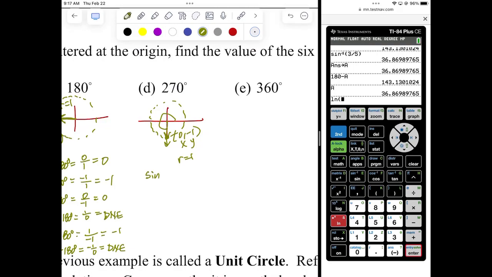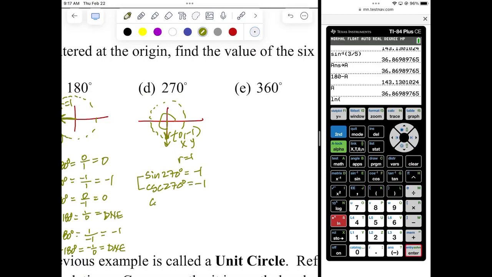So sine of 270. What's sine of 270? Negative 1. Let's go right away and do its reciprocal. What is cosecant then of 270? What's the reciprocal of negative 1? Negative 1. Aha. Now we can list them in reciprocal pairs.